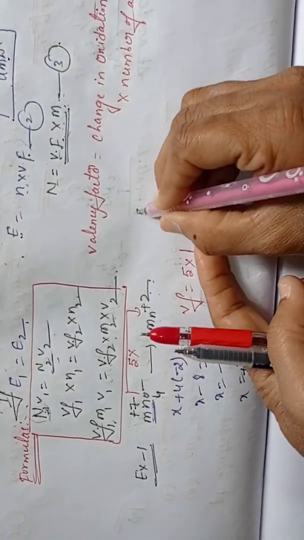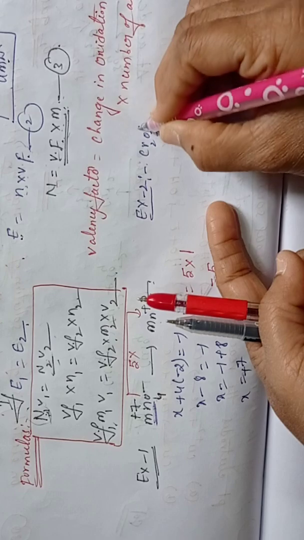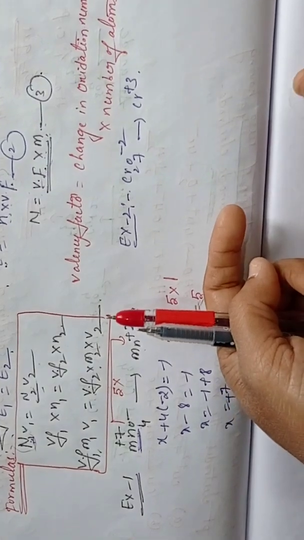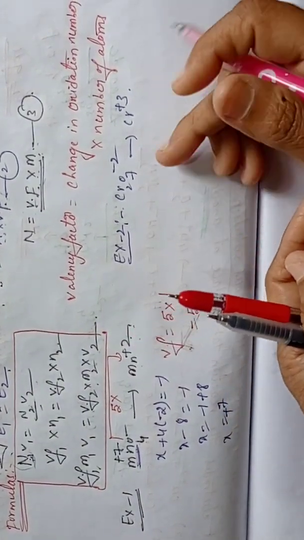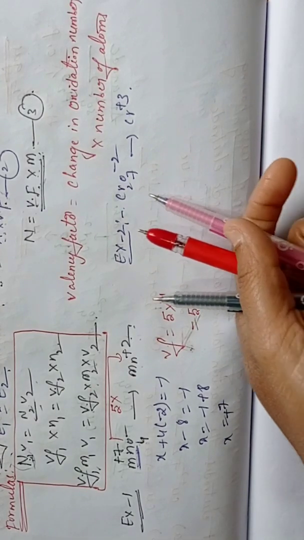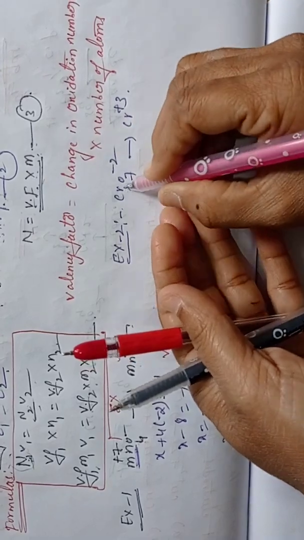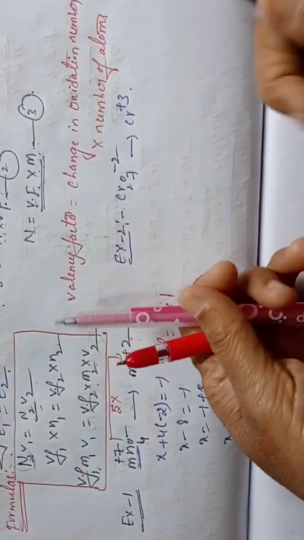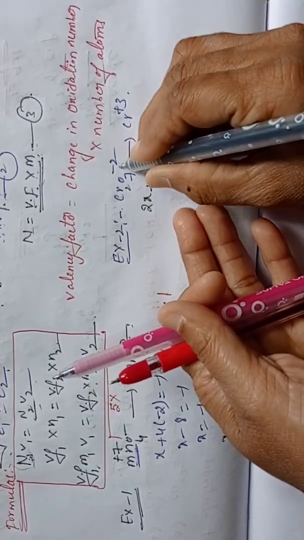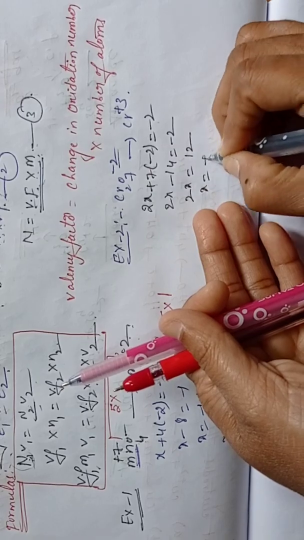Now coming to the second example. I am taking Cr2O7 minus 2. In acidic medium, it is converted into Cr plus 3. Here, how to find the valency factor of dichromate? You have to first find the chromium oxidation number. 2 chromiums are there, so 2x plus 7 into oxygen minus 2, and the charge already given is -2. So 2x minus 14 is equal to -2, 2x is equal to +12, x is equal to +6, students.